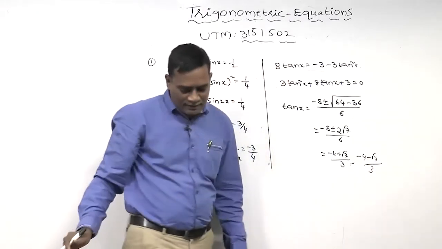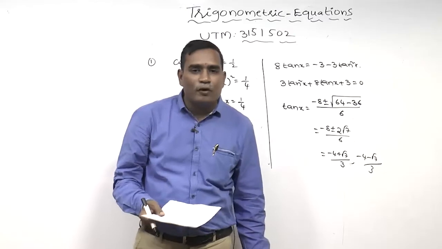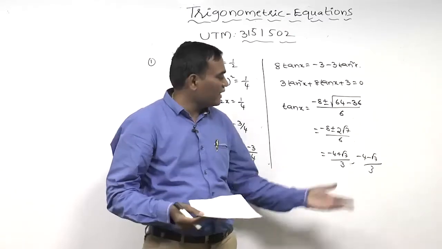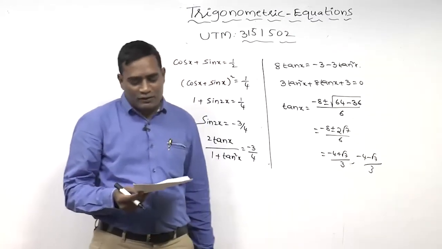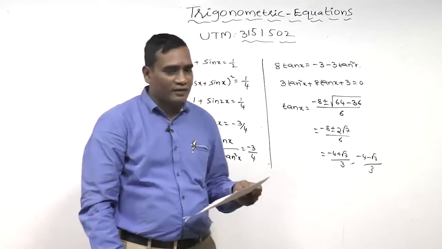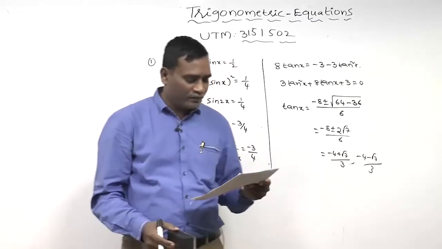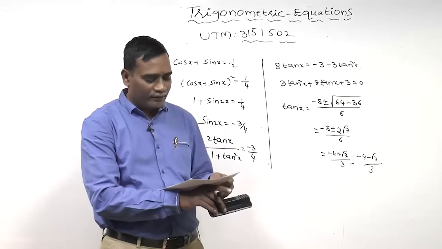Now check the options. In option B, minus of 4 plus root 7 by 3 is there. That's why the answer is minus of 4 plus root 7 by 3. Answer B is correct. Now, you do the second problem. It is an easy question.